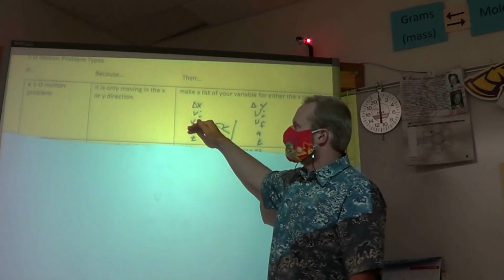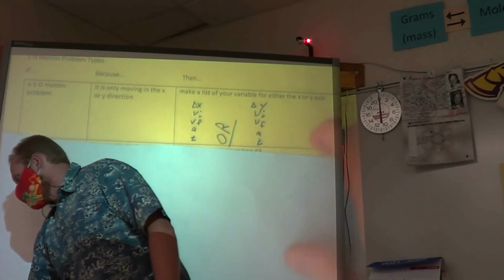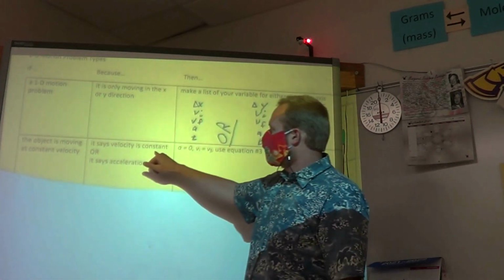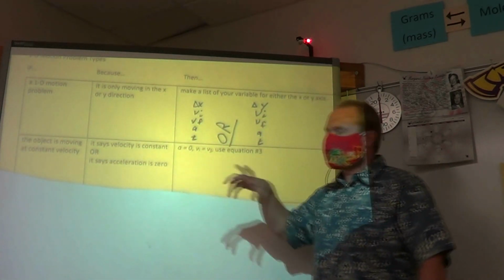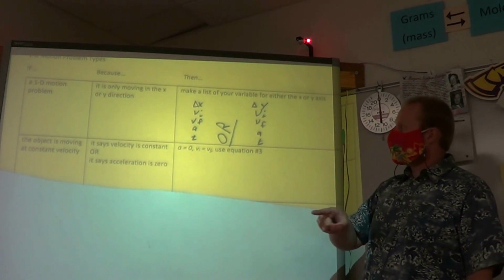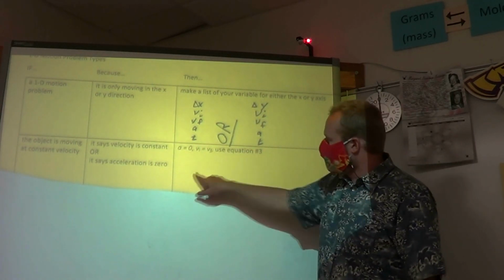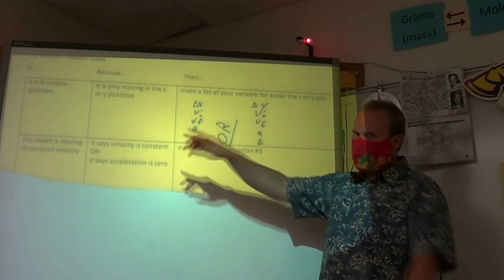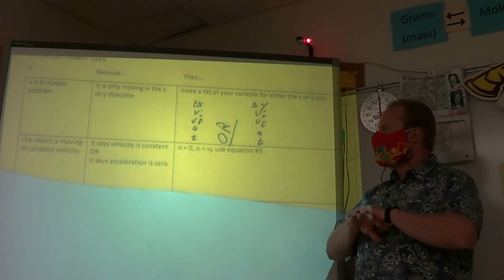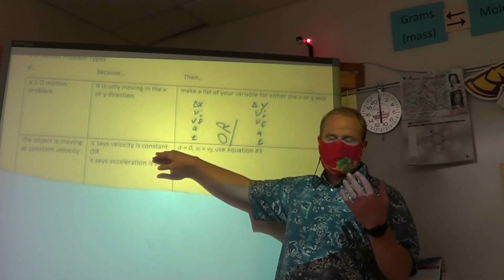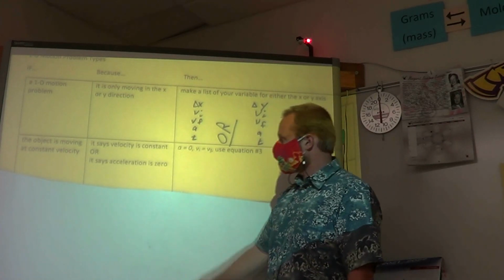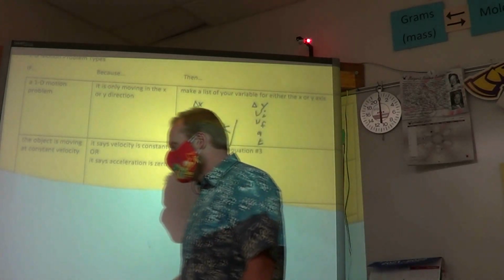So yes, it is a 1D motion problem. Is this a constant velocity problem? Does it say that the velocity is constant, or that the acceleration is 0? No, it does not say that, so we don't put that in. It talks about an apple falling from a tree. It doesn't say it's moving with a constant velocity, it doesn't say the acceleration is 0, and it doesn't say it's not accelerating. Don't put that one down.